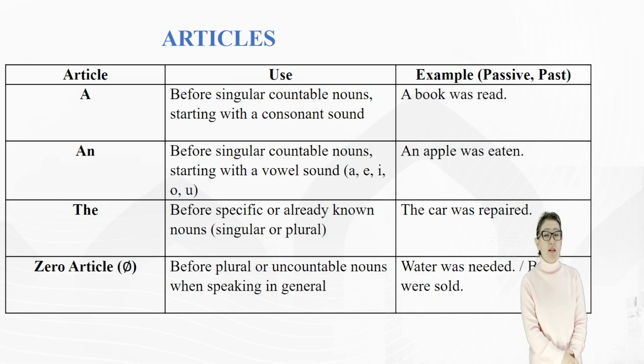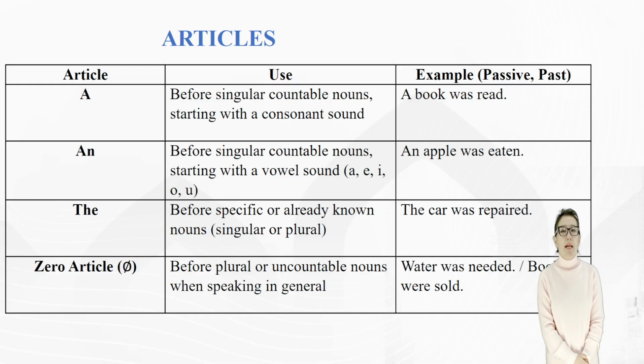The definite article "the" is used when we talk about something specific or already known. Example: the car was parked near the house. First, zero article, no article, is used when we talk in general about plural or uncountable nouns. For example, water was needed. Books were sold in the shop.